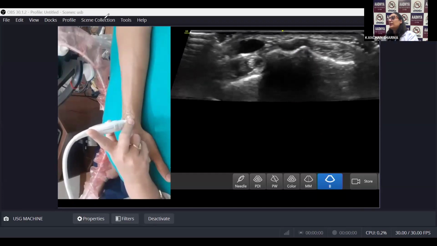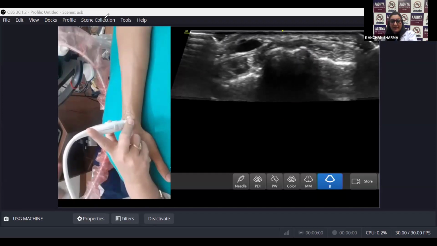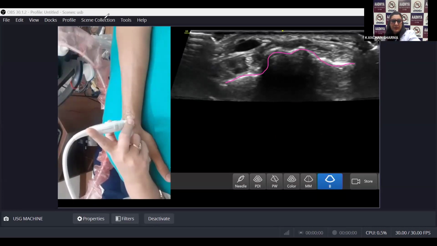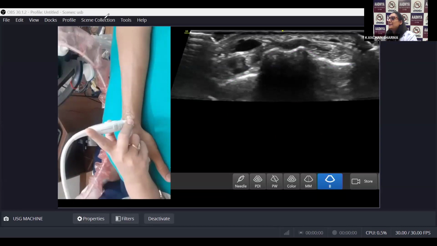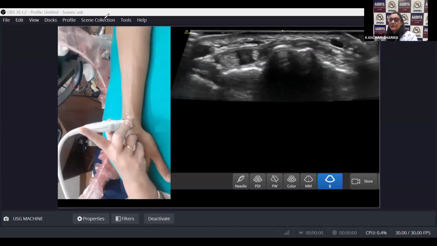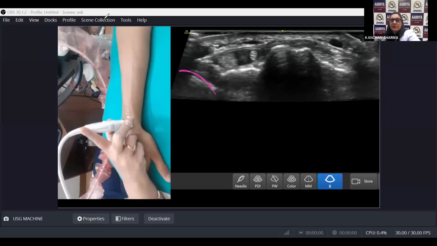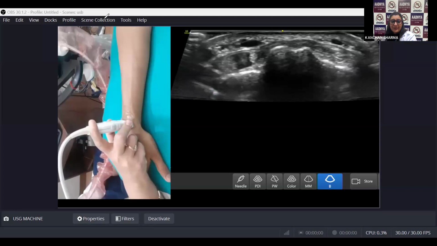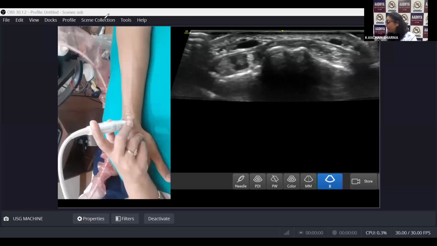From the Lister's tubercle, I'll just see, okay, this is my radius, till here is my radius. I'll just bring it a little here so that I'm able to see the fourth compartment. And this bone which has come is your ulna. Don't think this is your lunate. Once you have kept your probe like that, fine.